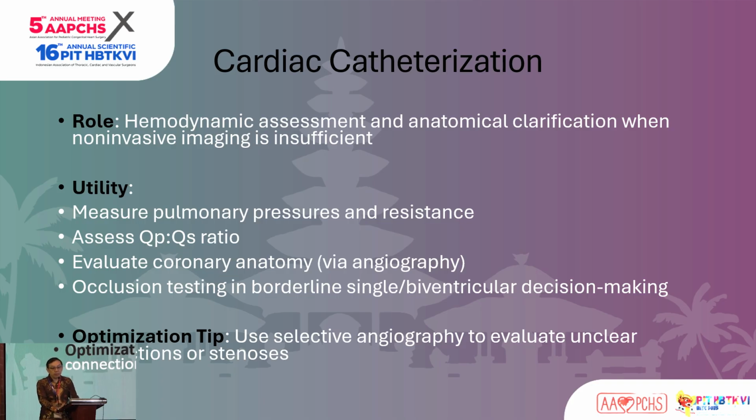In borderline left ventricle or right ventricular cases, you can occlude the double outlet ventricle momentarily to see if it helps. My cardiologist hasn't done that, but I mean this is theoretical. It allows us to evaluate mainly whether you want a single or biventricular pathway.